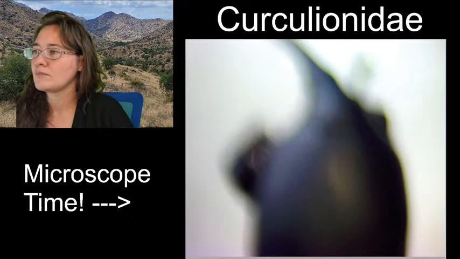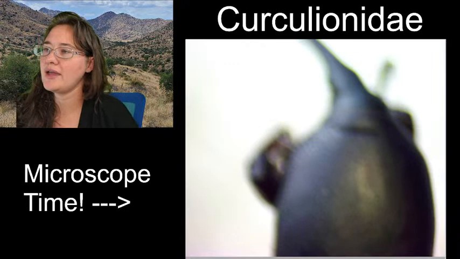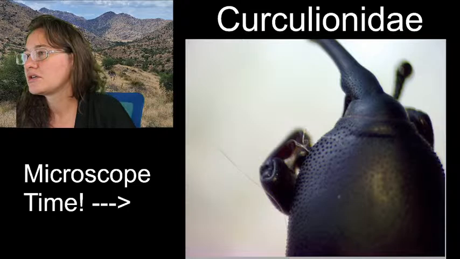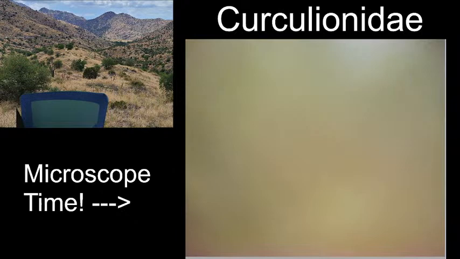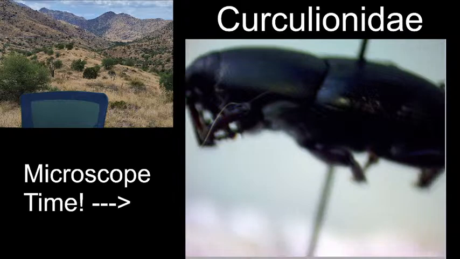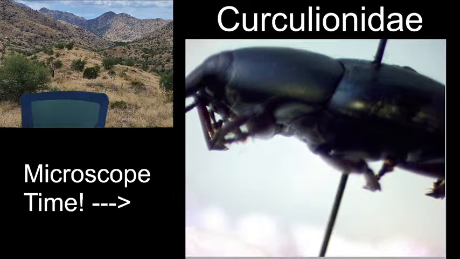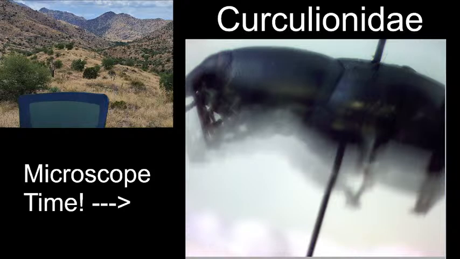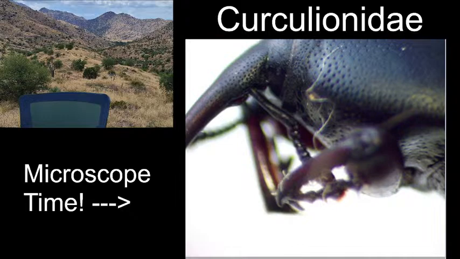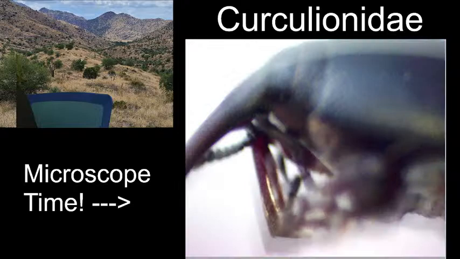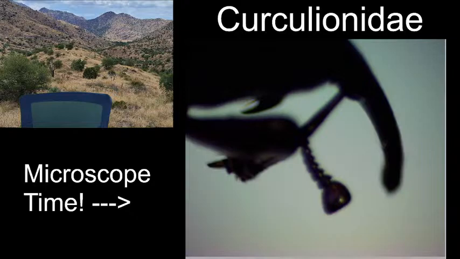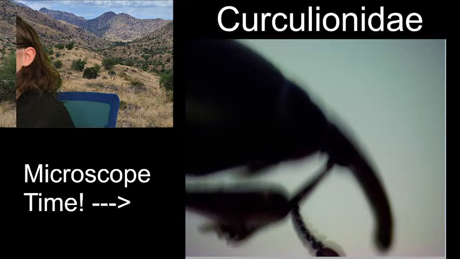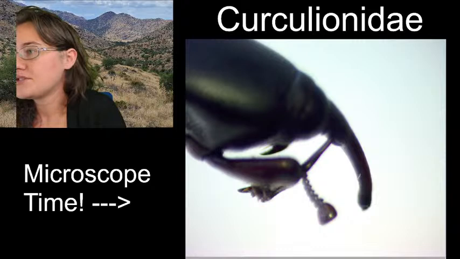I've been trying to decide if we were going to do a dorsal sketch or a lateral sketch. I think lateral might be our better bet because of the shape of his body. Yeah, I think we're going to do a lateral sketch of our weevil friend here. So if we look at this side of its head, we will be able to see not only its head, but its antenna.